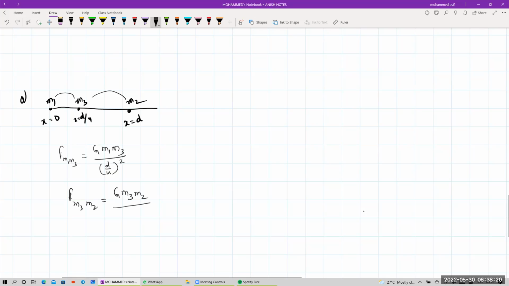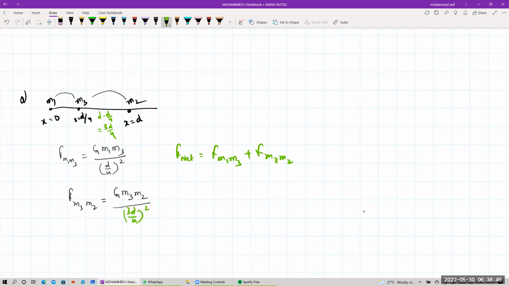This one is how much for me? D square by 16. D by 4. And the other? 3D by 4. So this will be (3D by 4) whole square. Net force is asked to be 0. F net means force due to m1, m3 plus force due to m3, m2.